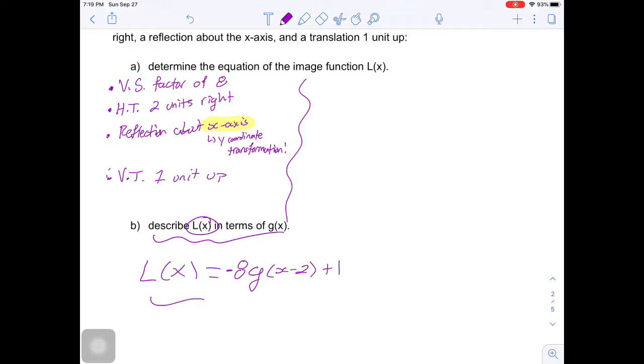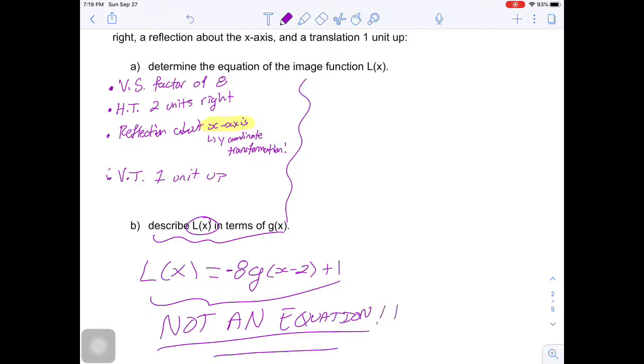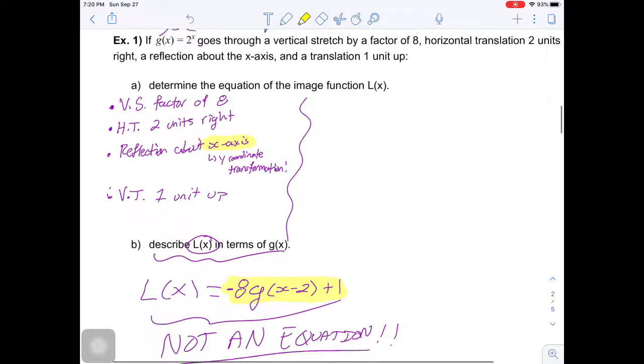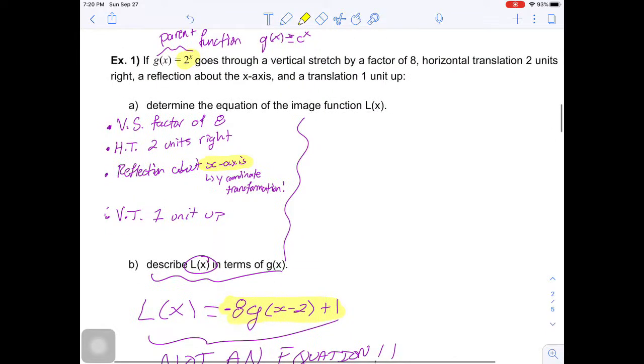Now, remember, this is not an equation. This is a description of what you're doing to g of x. You have to know how to go from this and apply it into your equation. So remember, g of x equals 2 to the x, and we want to figure out the image function L of x. We just talked about what L of x is in terms of g of x. Now we have to make this into an actual equation.